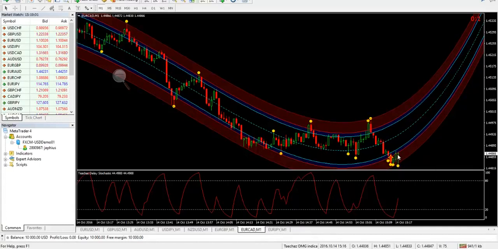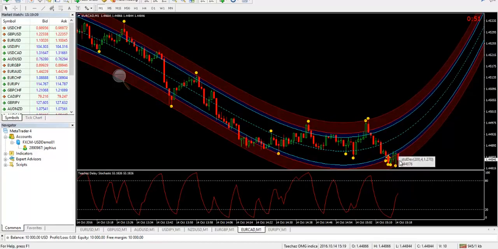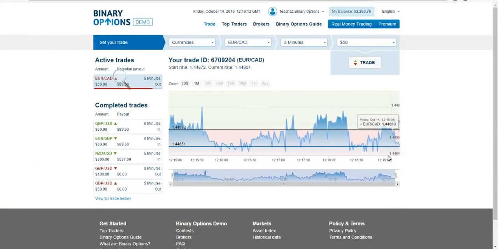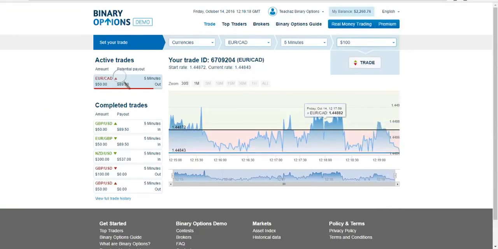As you can see, it's still struggling to go up. Yeah, we ended here 1 2 3 4. It should expire on this candlestick or the coming one. It's so close, but it's going to be a losing trade. So if I lose this trade, I'll simply put $100 on the next trade.